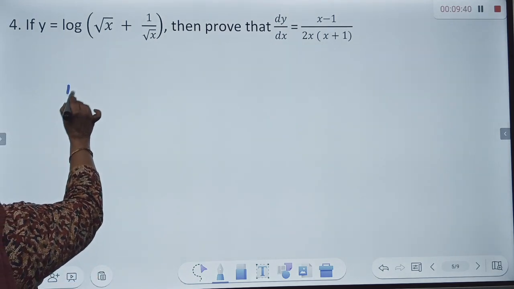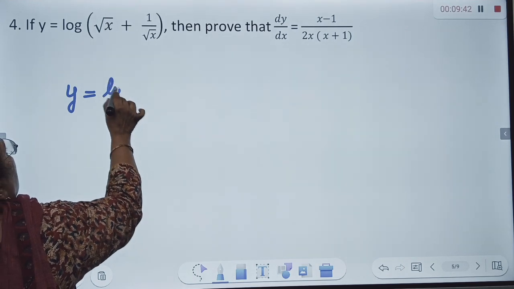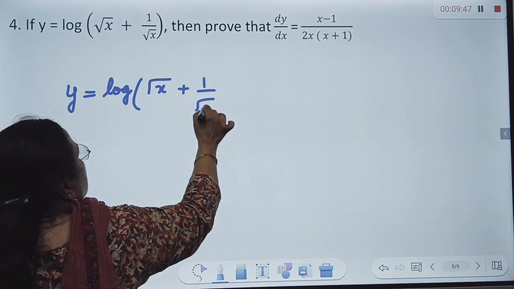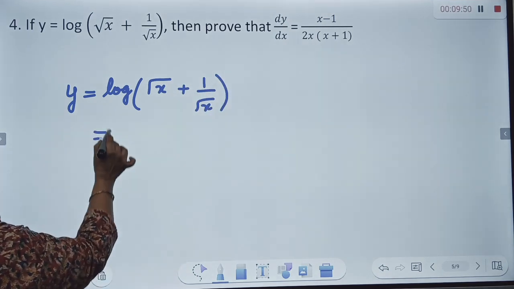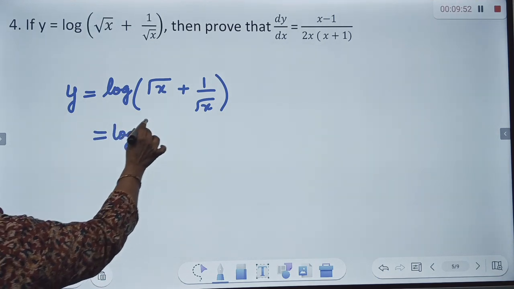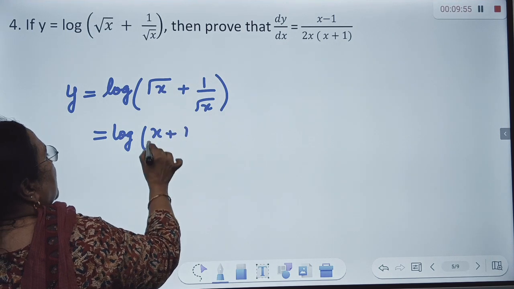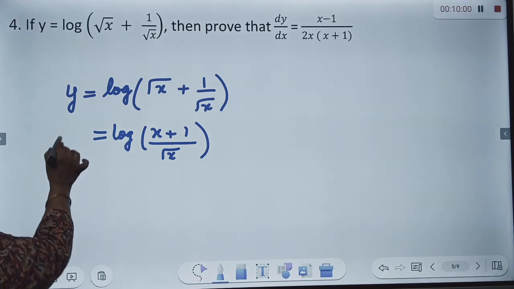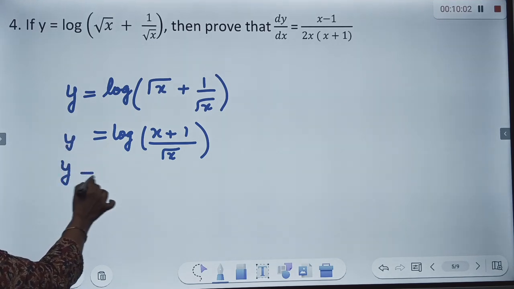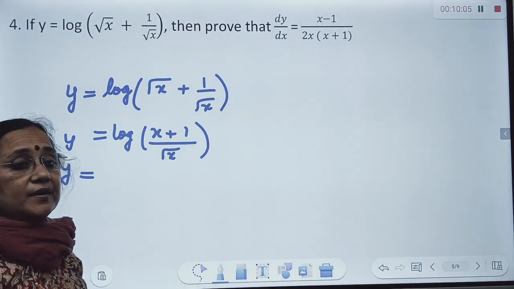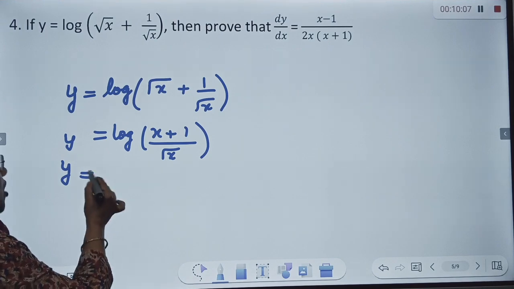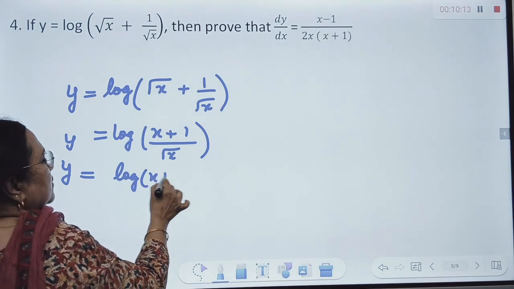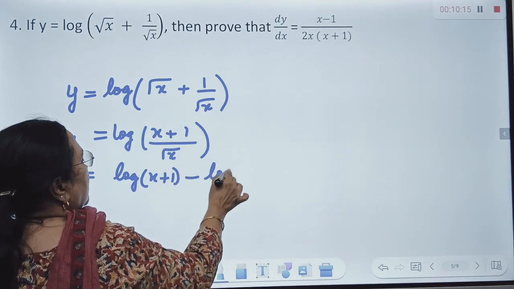Now, y equal to log of root x plus 1 by root x. If I simplify this, I will get log of x plus 1 by root x. Now, this is y. This is y equal to, you all know log of a by b is log a minus log b. So applying the laws of logarithms, I get log of x plus 1 minus log root x.